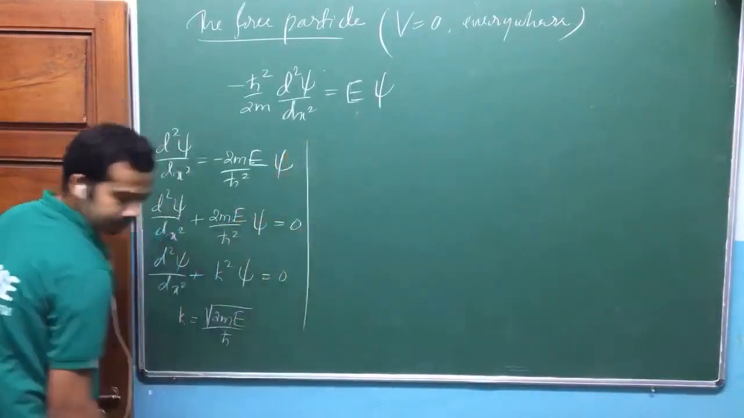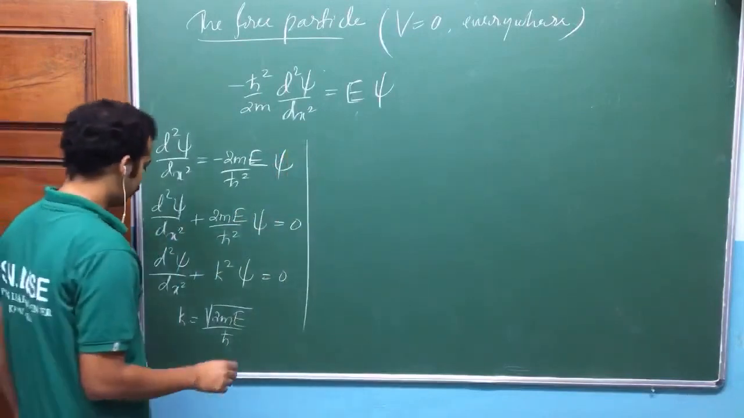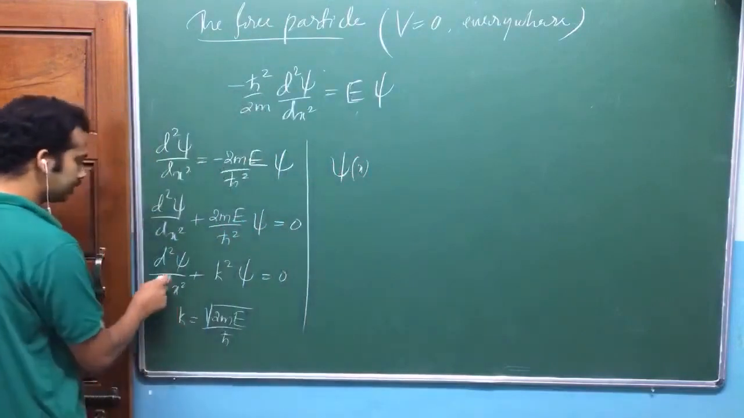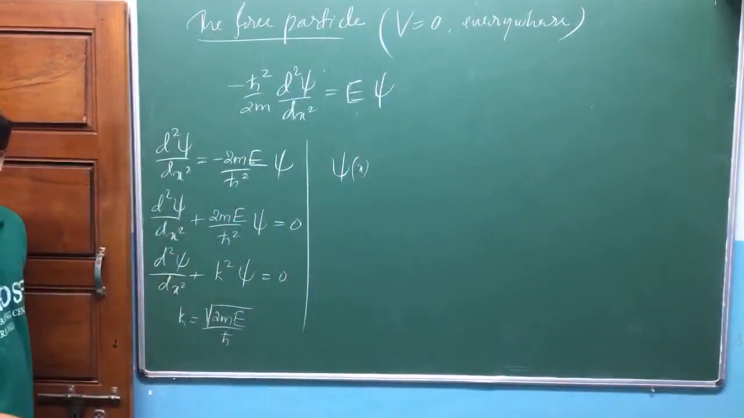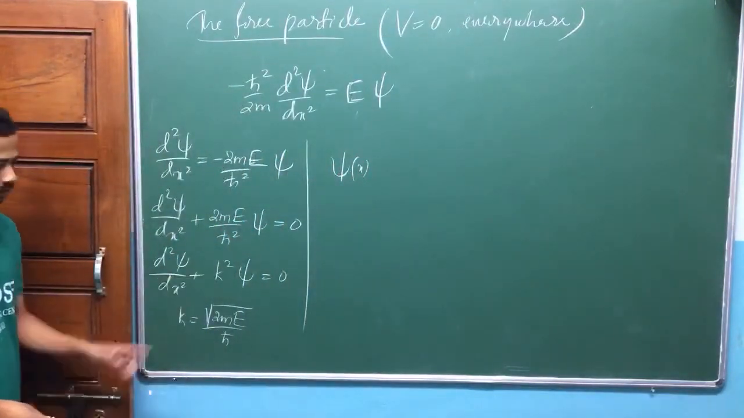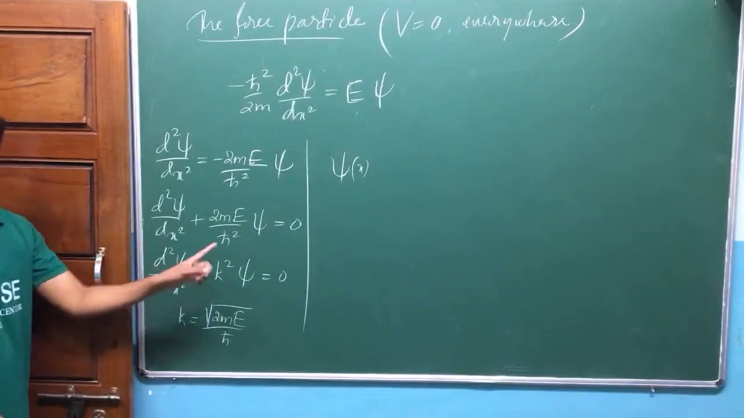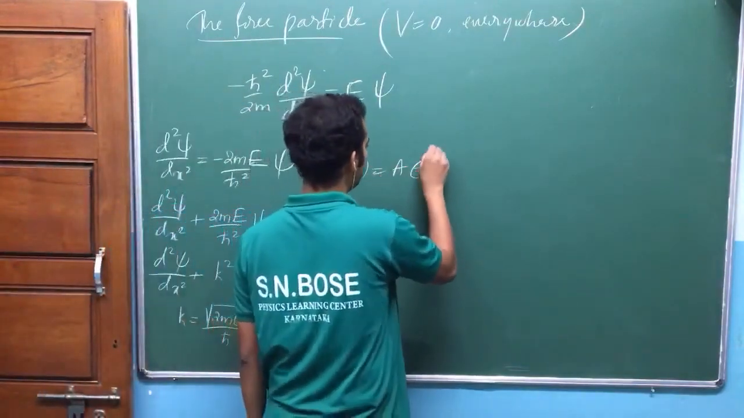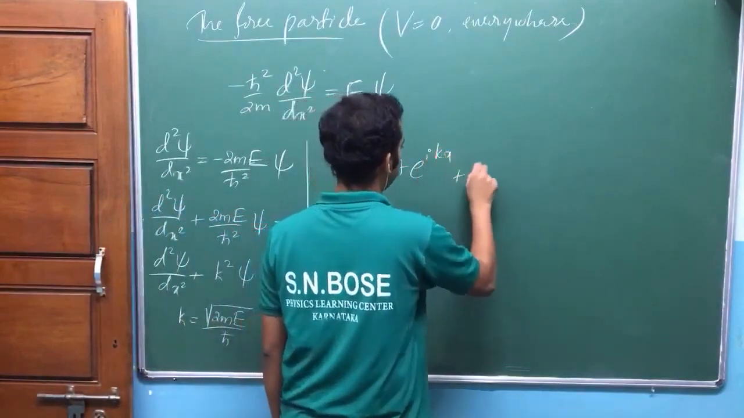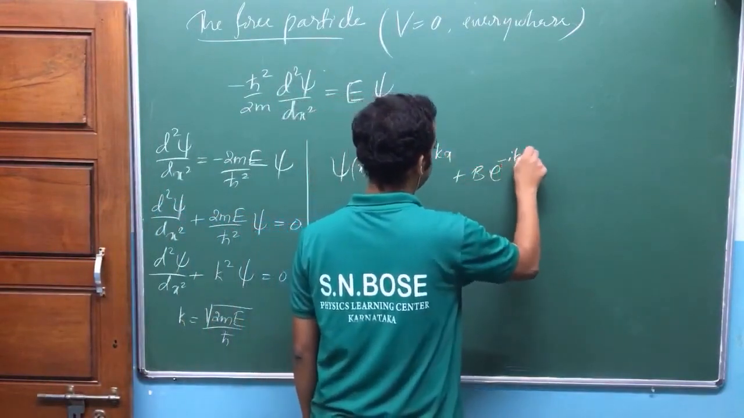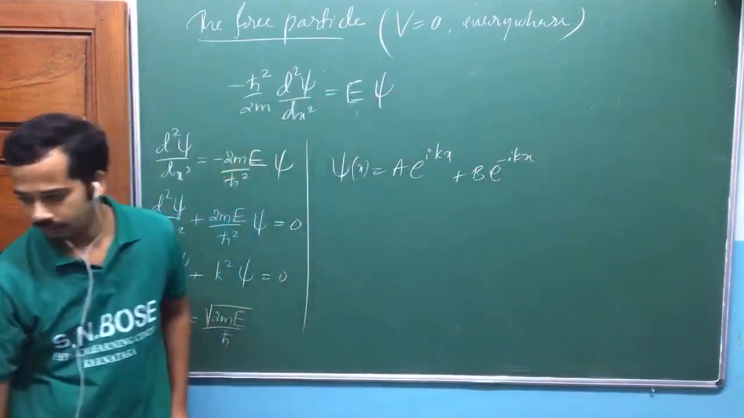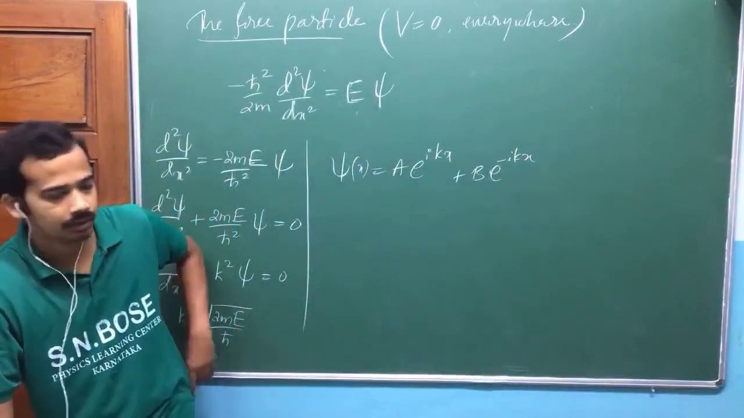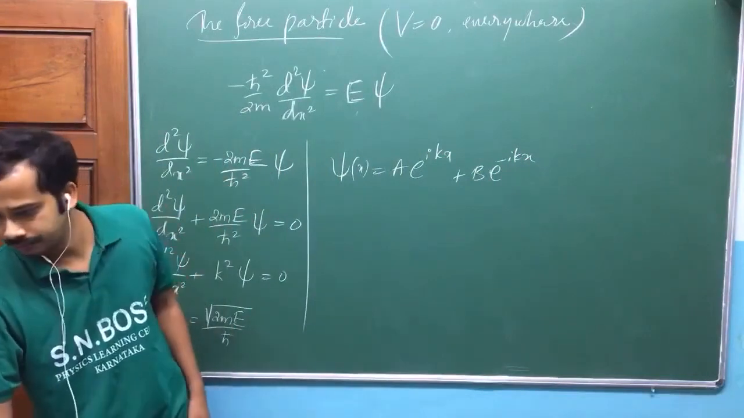When you solve this equation, psi of x is equal to, because the auxiliary equation solution is plus or minus i into k. Am I right? D square plus k square equal to 0, plus or minus i into k. You can write it like this: A e power i kx plus B e power minus i kx. Is that okay? That's the solution.